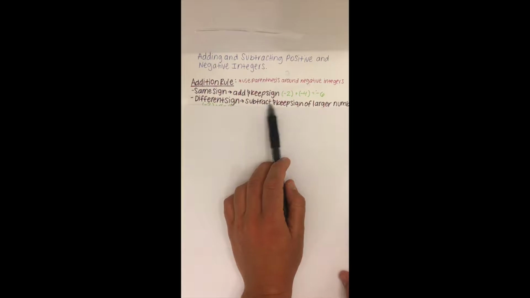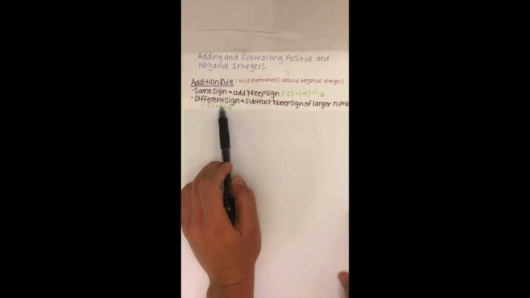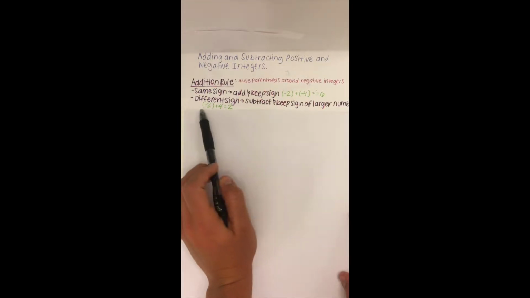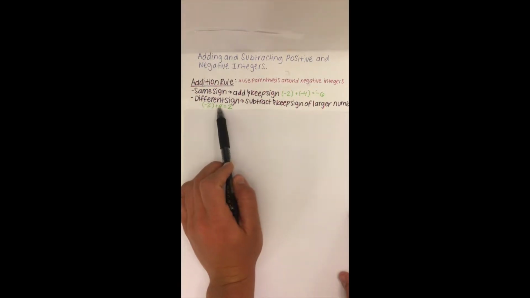If we have a different sign, we're going to subtract and keep the sign of the larger number. So in this example, we have -2 plus 4 equals 2. So we subtract 2 from 4 to get 2, and we keep the sign of 4.